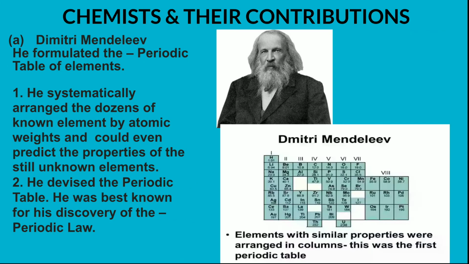Okay, now we come to Dmitri Mendeleev. He was also a renowned chemist. He formulated the periodic table of elements. He systematically arranged the dozens of known elements by atomic weights and even predicted the properties of the still unknown elements. So he also predicted these properties, and he arranged the dozens of known elements at that time into a systematic order. Okay, he devised the periodic table. He was best known for the discovery of the periodic law. Okay, this was the periodic table he designed.